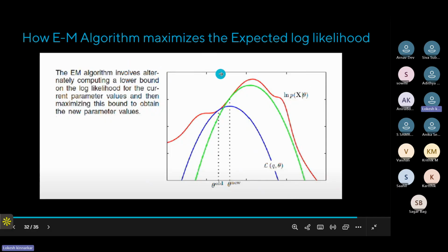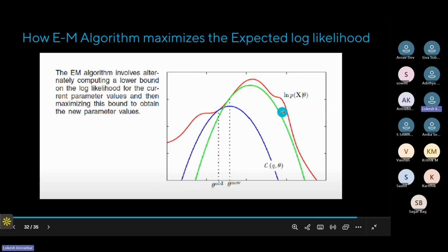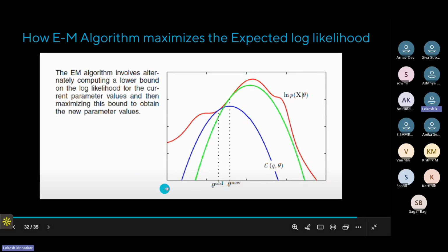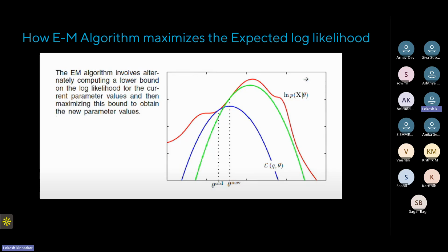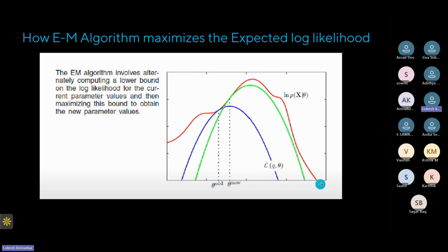So let's see how the EM algorithm maximizes the expected log likelihood. Before diving into the explanation of this curve, let me explain what all these curves represent. The red curve represents the true log likelihood, which we want to maximize and reach this particular point, because that is the point where we will be getting the best model parameters. And this is the evidence lower bound, which we would be maximizing in this step, because computing this particular quantity is very difficult for us. So we will be taking the help of the ELBO to maximize the log likelihood. So these are the steps.